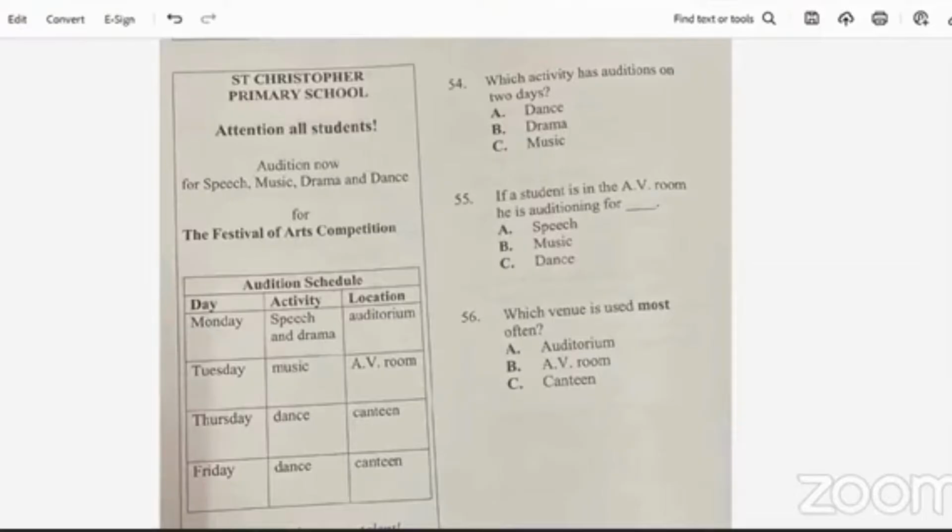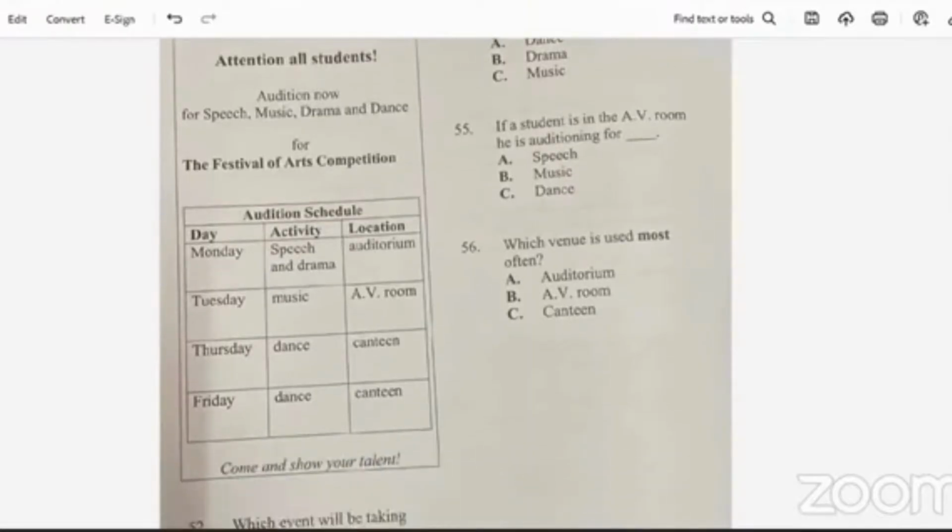All right, so St. Christopher Primary School. Attention all students. Audition now for speech, music, drama, and dance for the Festival of Arts competition. And the audition schedule: on Monday you have speech and drama, the location, the auditorium. On Tuesday, music, the AV room. On Thursday we have dance, the canteen. On Friday we have dance, and that's the canteen as well. It says, come and show your talent.